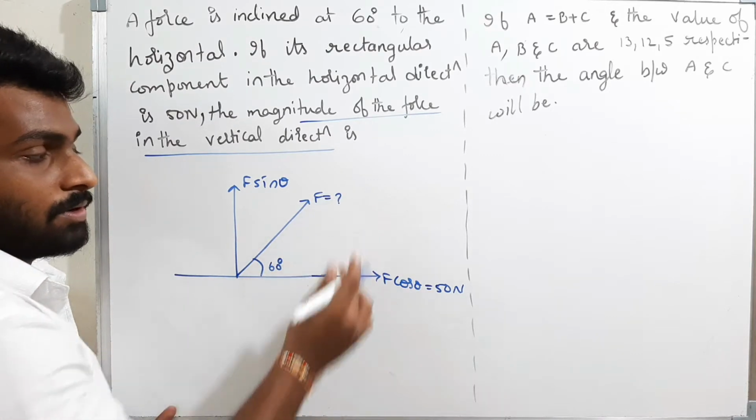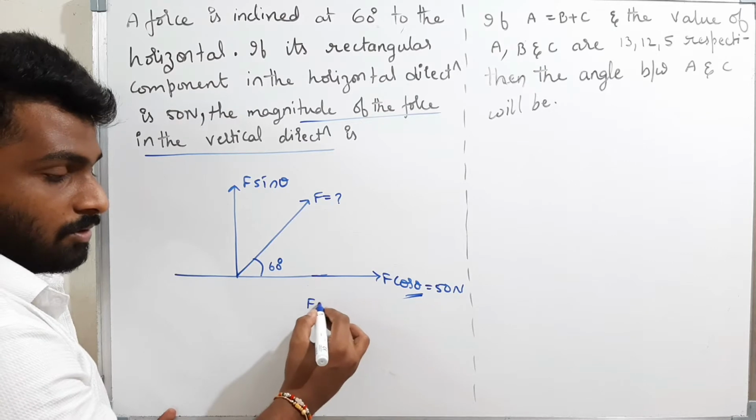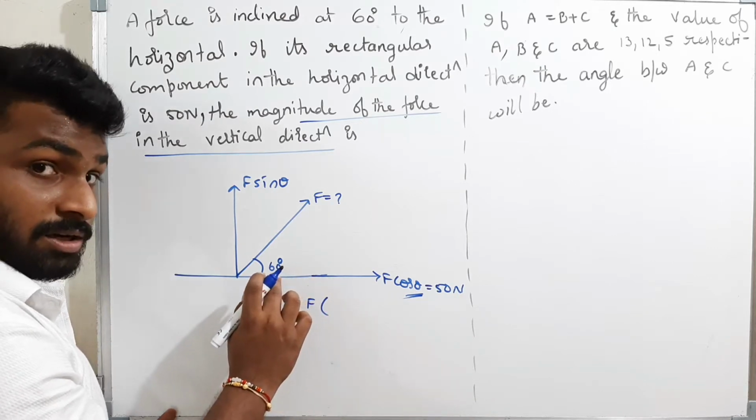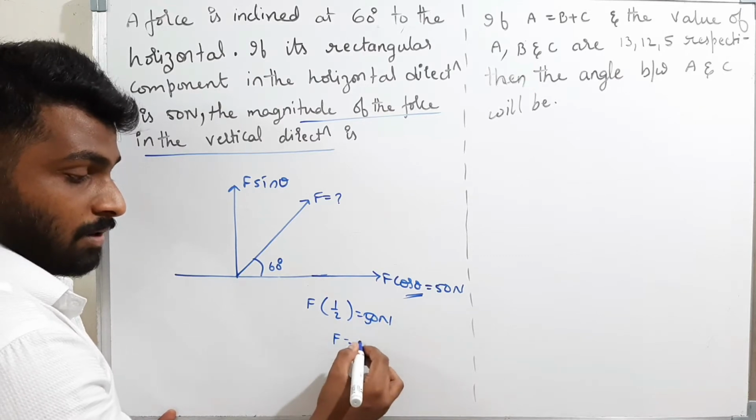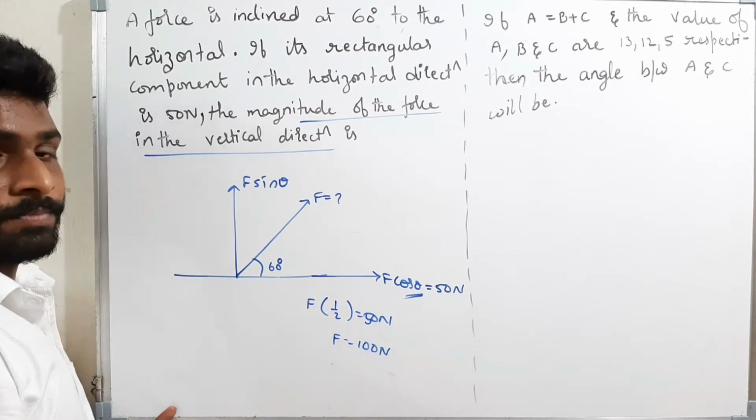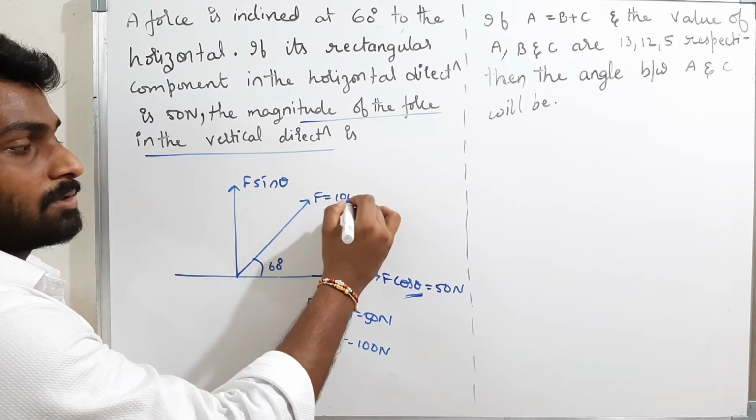First of all, you have to find the force. What is the force? F cos theta, F into cos 60. Theta is 60 degrees, cos 60 is 1 by 2, and that is equal to 50 newtons. Therefore F is nothing but 100 newtons.